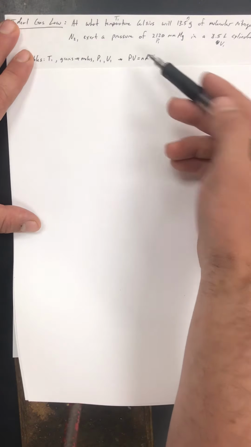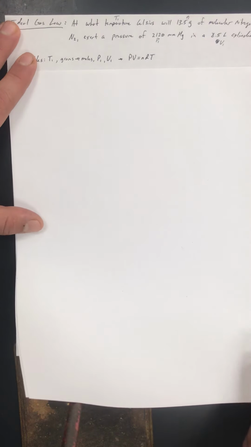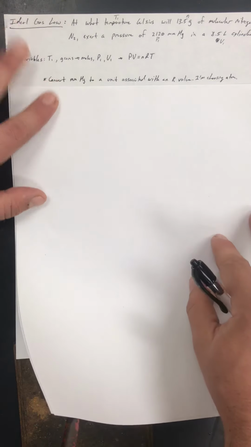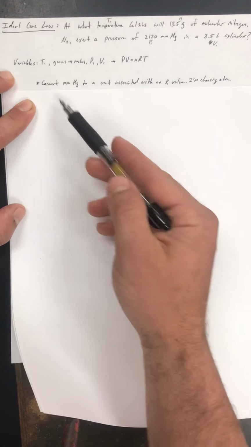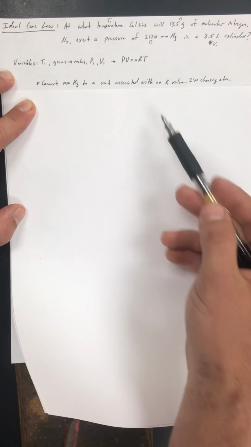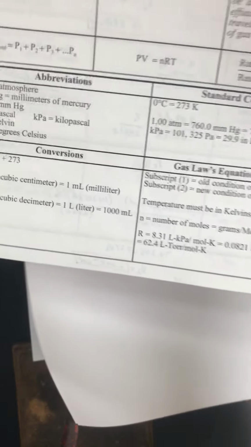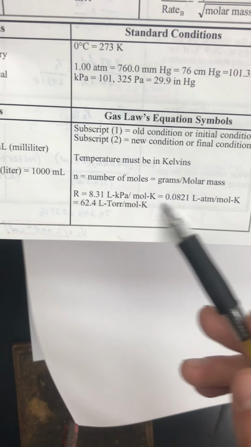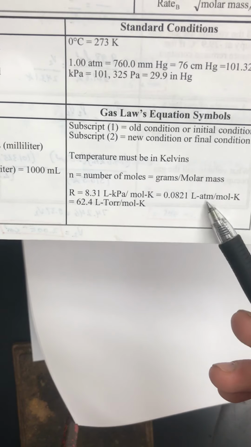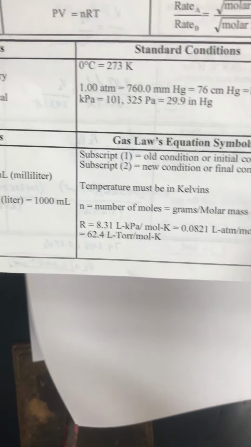So, looking at all of our variables, we have everything we need with our gas constant R to use the ideal gas law. First thing you'll have to do, this is kind of a labor-intensive question. You need to convert millimeters of mercury to a unit associated with an R value. I'm choosing atmospheres. You could do kPa, atmosphere, or torr. I'm an atmosphere kind of guy, so I'm going to do that.